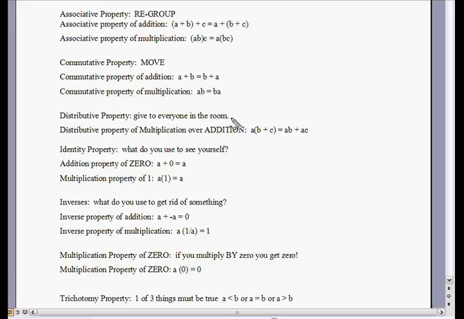The distributive property is very, very specific. It will distribute to everyone in a room, which is another way of saying that if there's multiplication on the outside and addition on the inside, then you can multiply what's outside to everything on the inside: A times B and also A times C. Please be aware that this only works for multiplication on the outside and addition on the inside.